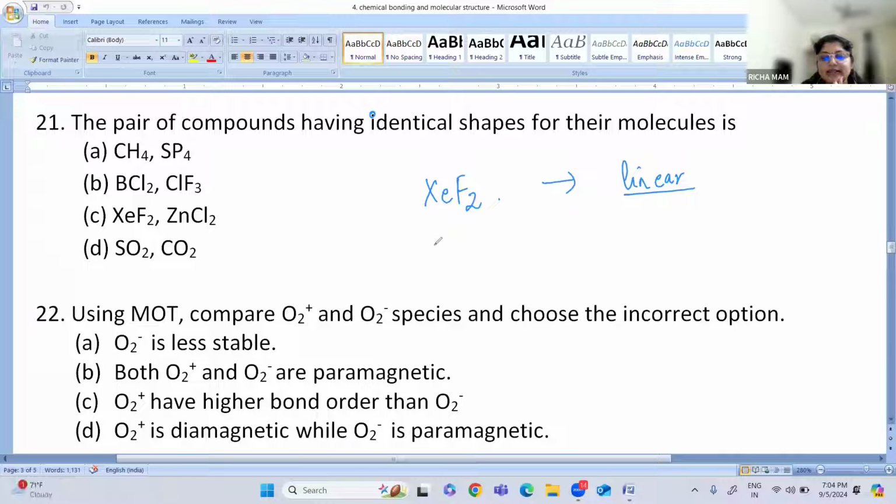Okay, and ZnCl2 also is a molecule which is having a linear shape. So the compounds which are having identical shape of their molecules are XeF2 and ZnCl2. So it is option number C. Next question.